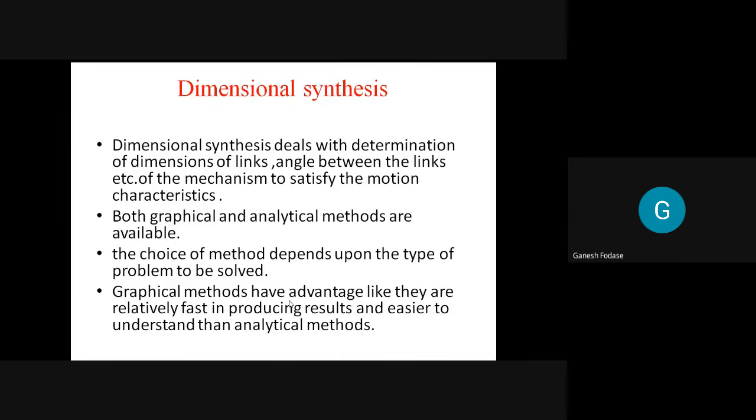So type synthesis means we need to select a mechanism. In number synthesis, we are going to select a number of links, number of joints, pairs, degree of freedom, all these cases. And third one, important one, we are going to finalize dimension. So here we are interested more in dimensional synthesis.